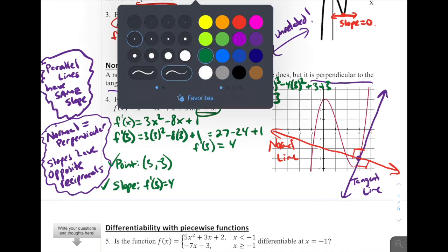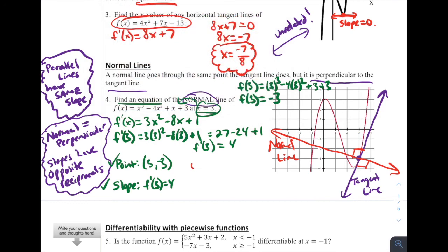And what we're going to do to finish this problem out is we're going to remember our point slope form, that y minus y1 is equal to m times x minus x1. Remember, point slope form. And I'm going to just plug in. So this is going to be y minus -3 is equal to the slope 4. Ooh, can't forget. So let me step back.